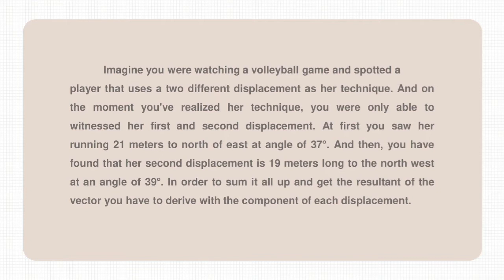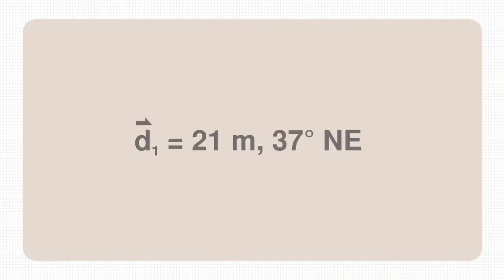At first, you saw her running 21 meters to north of east at an angle of 37 degrees. And then, you have found that her second displacement is 19 meters long to the northwest at an angle of 39 degrees. In order to sum it all up and get the resultant of the vector, you have to derive the component of each displacement. So now let's start listing all the givens. The given for the first displacement is 21 meter at an angle of 37 degree northeast, and on the second displacement is 19 meter at an angle of 39 degrees northwest.